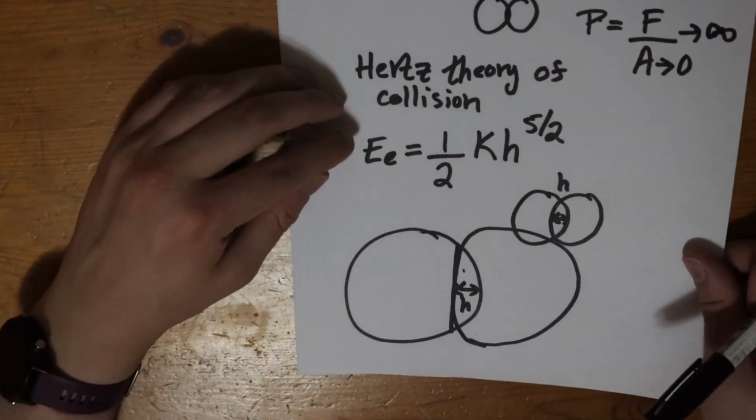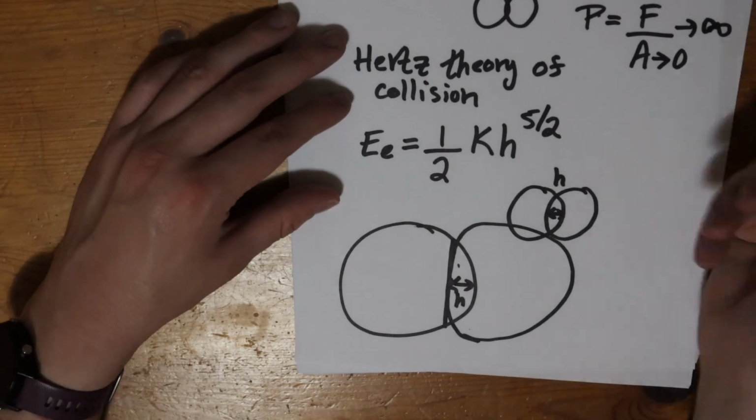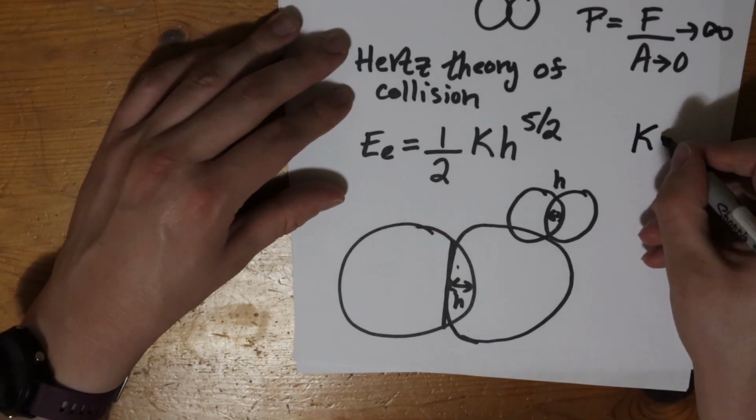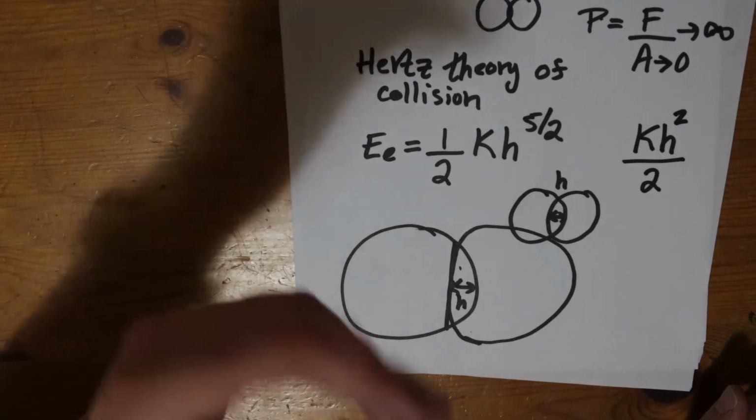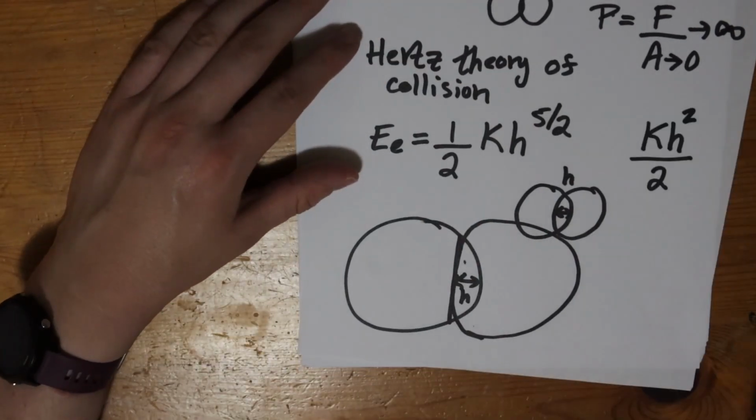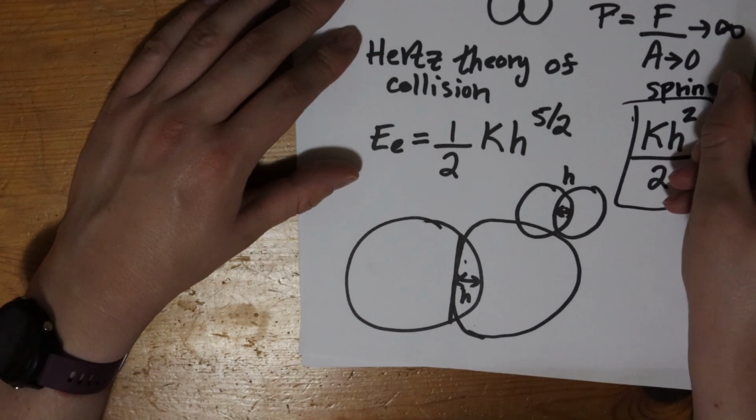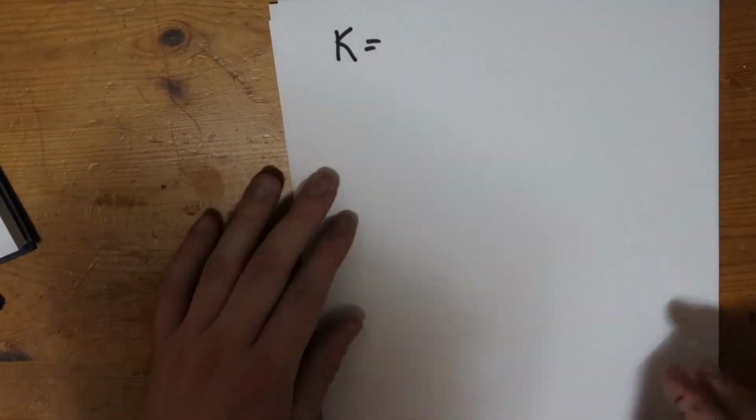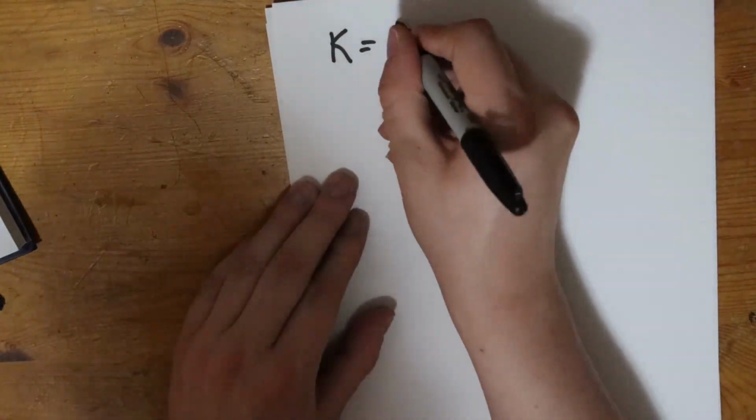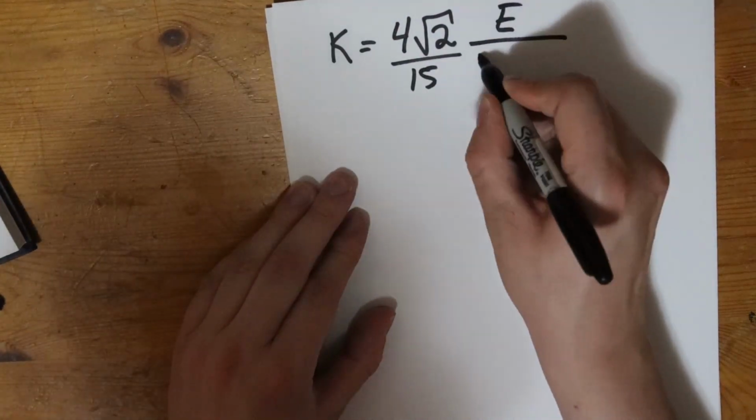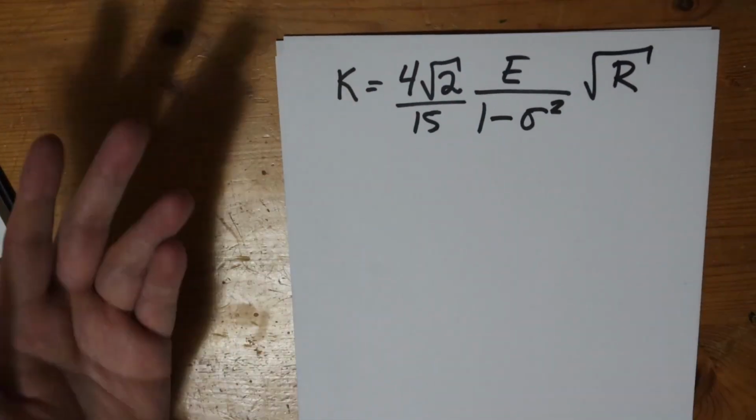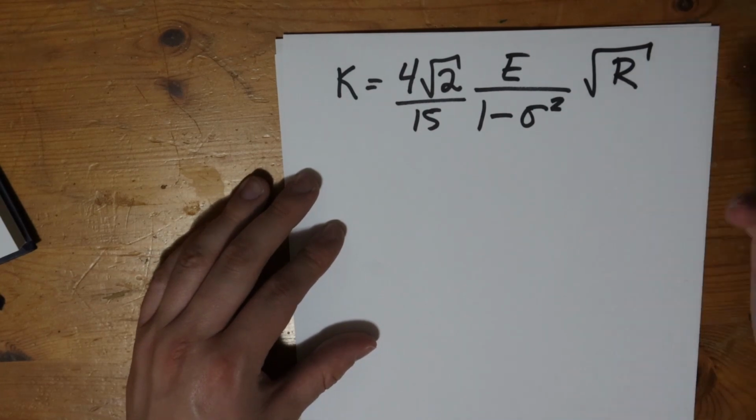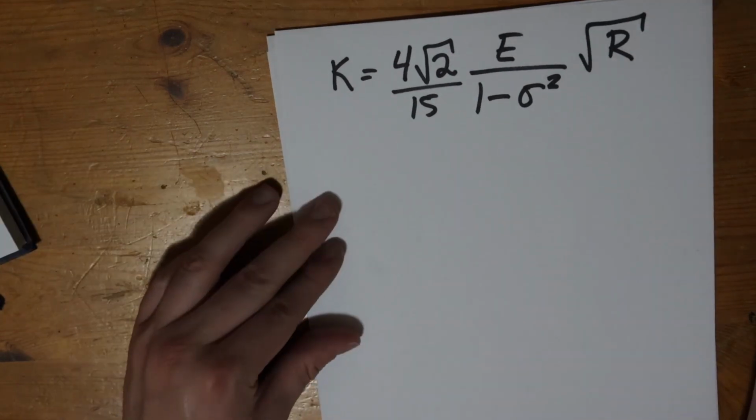The other thing is we can compare that to a spring. The elastic energy of a spring is kh squared divided by 2, where I use similar variable here. And you can see that they are similar, but don't have the same exponent. So what is k? K is defined as follows. So you have k equal 4 square root of 2 over 15, times this equation here, where E is the Young modulus and sigma is the Poisson ratio and R is the radius of the spheres.